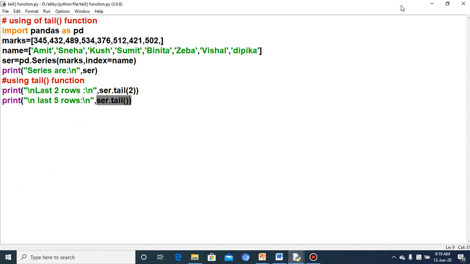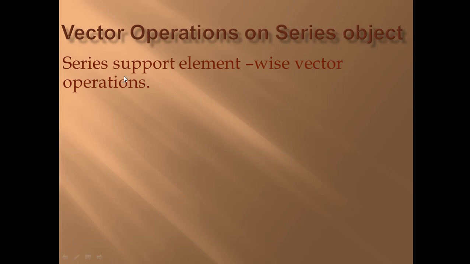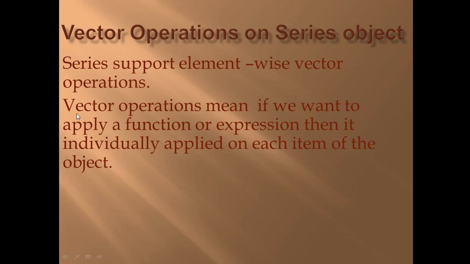Okay. Next we will see what a vector operation is and how it is used in the series. Vector operations on series object. What are vector operations? First of all, you should know what a vector operation is. Series support element-wise vector operations. That means if there are 5 elements, then each of the 5 elements will get added or subtracted, whatever operation you want to do.